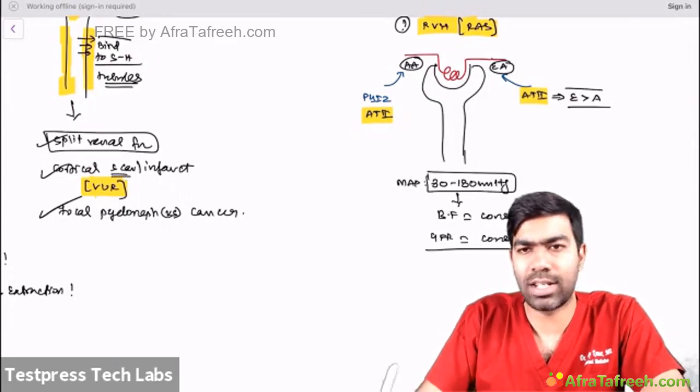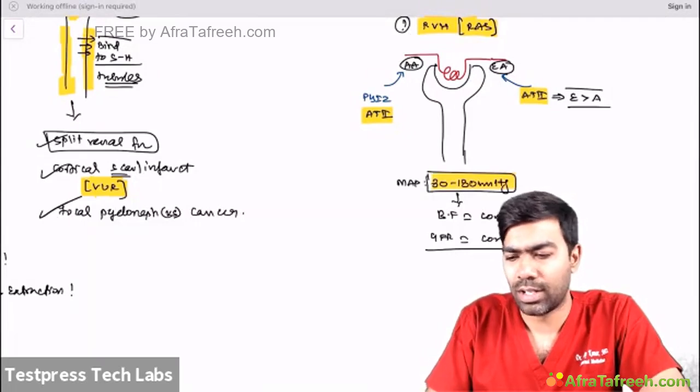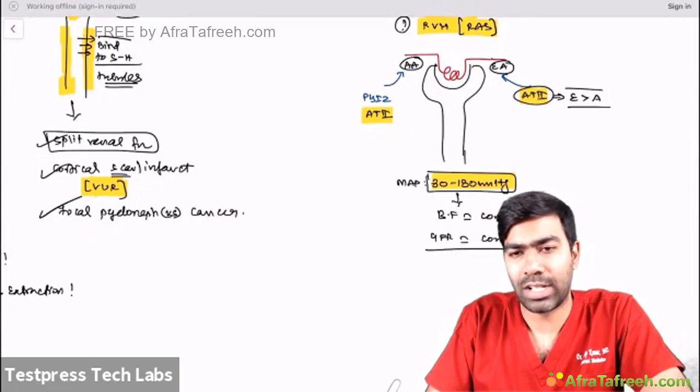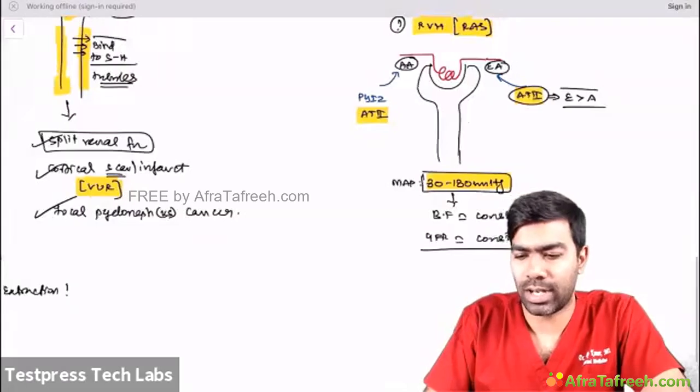Beyond this or less than this, there might be a difference, but the 80 to 180 range is the autoregulated range of the kidneys. And the reason for autoregulation is angiotensin, one of the main reasons for autoregulation. That's why when you give ACE inhibitors, there might be defective autoregulation in certain individuals. Let us come back to that.